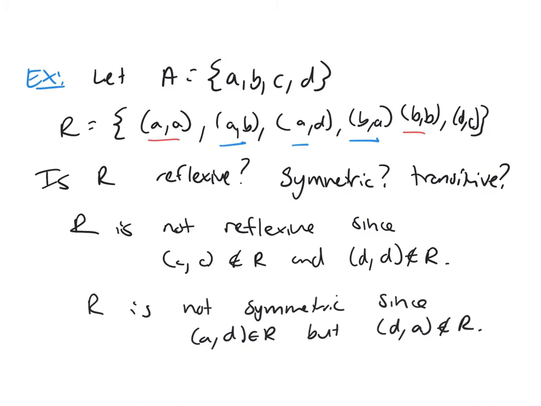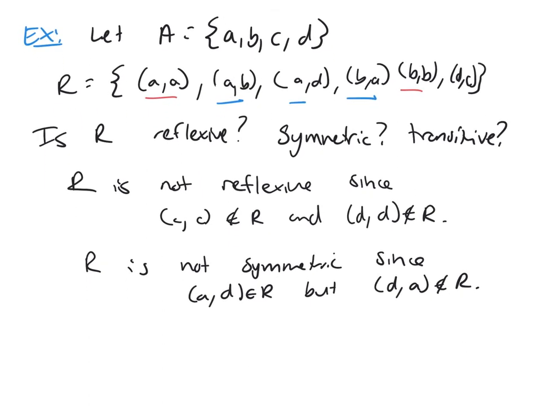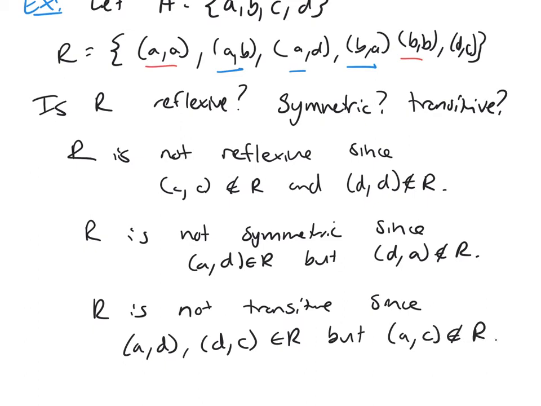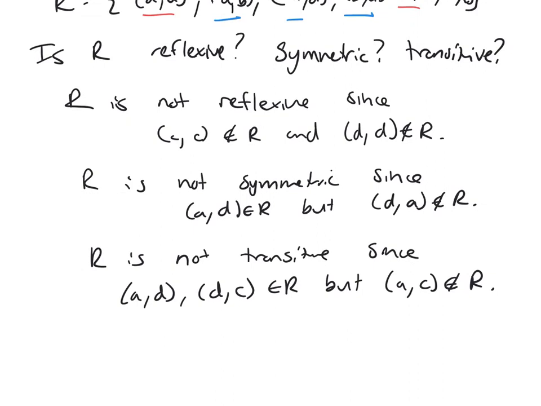And finally, let's talk about transitive. Is R transitive? R is not transitive since, let's see, (a,d) and (d,c) are in R, but (a,c) is not in R. So this relation was not reflexive, not symmetric, and not transitive.